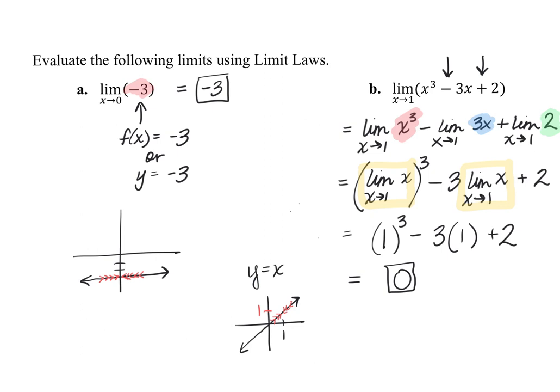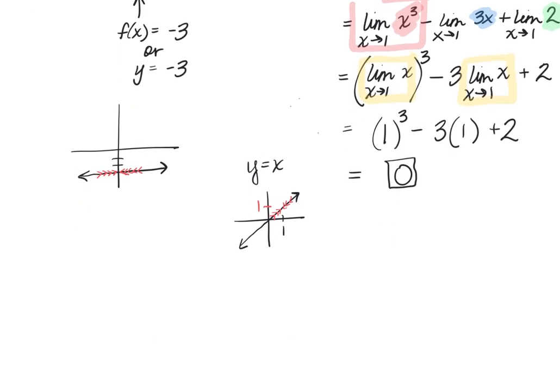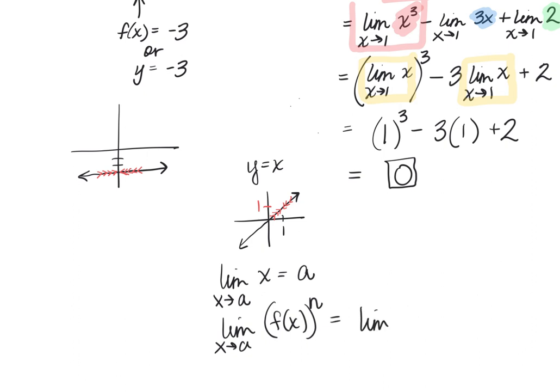Now there is another way of computing this first limit, the limit as x approaches 1 of x cubed. And if you prefer, this works as well. Since we know that the limit as x approaches a of x will be equal to a, and that's the identity law, what we just demonstrated as we looked at the graph as x was approaching 1. And then we also know the power law: the limit as x approaches a of a function raised to a power will be the same as computing the limit first, the limit as x approaches a of the function, and then raising the result to the power.